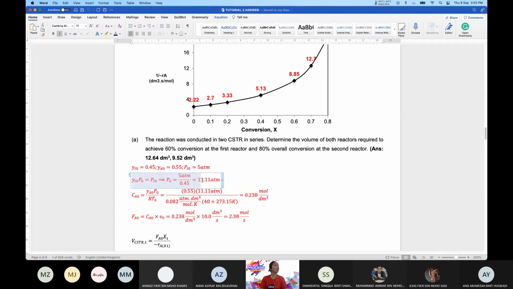So that's why I will use the correlation to get my initial total pressure of the system. Dalam erti kata yang lebih senang, dia actually berkadaran. Maksud saya, kalau mole fraction dia 45%, 45 mole percent ni bersamaan dengan 5 atm untuk inert. Okay, so 45%, 5 atm. Okay, so kalau saya nak tahu total pressure, 100% kan, darab silang je.